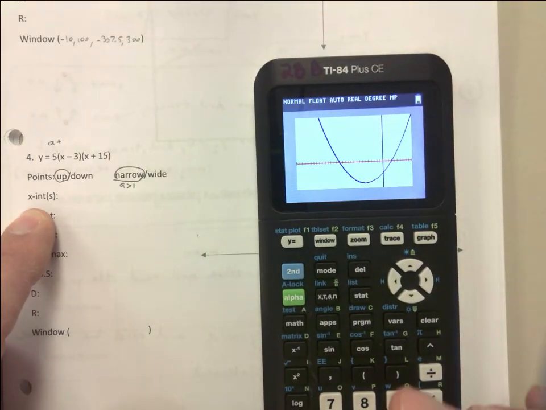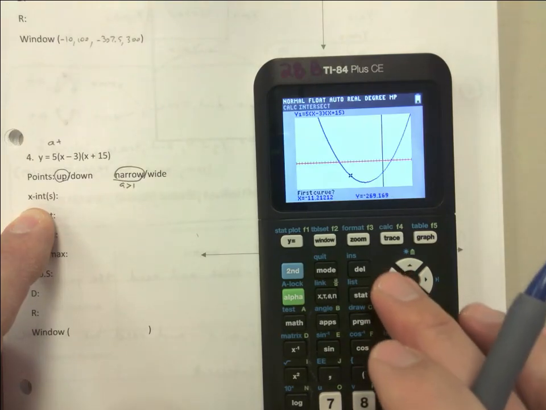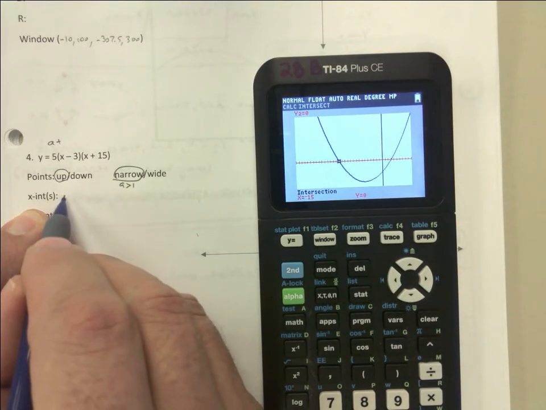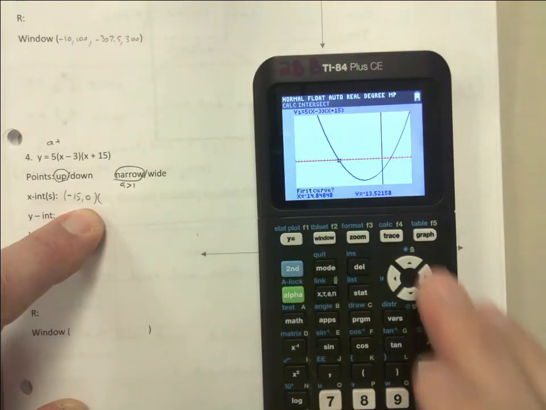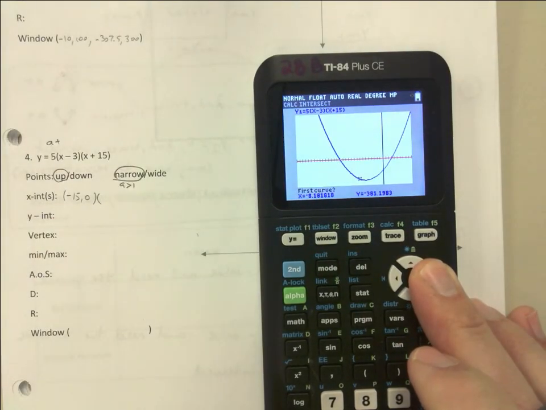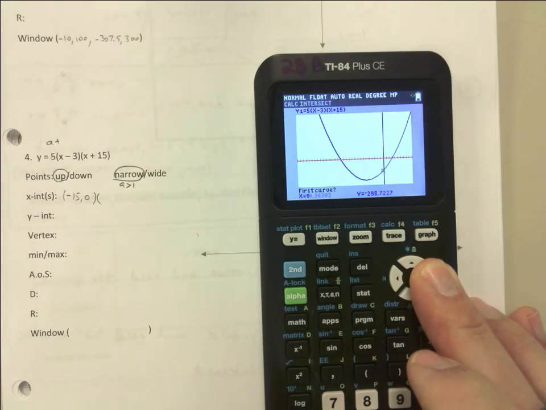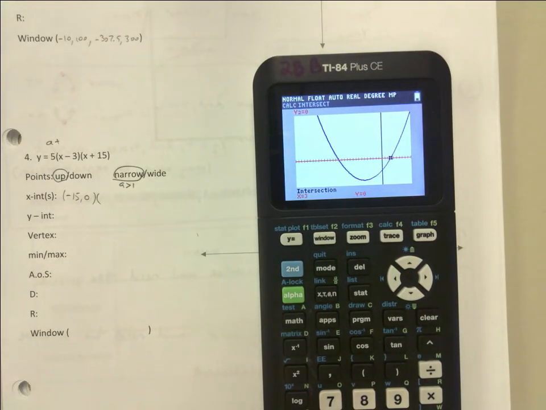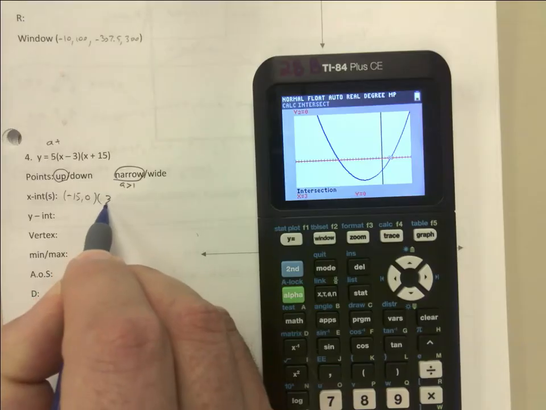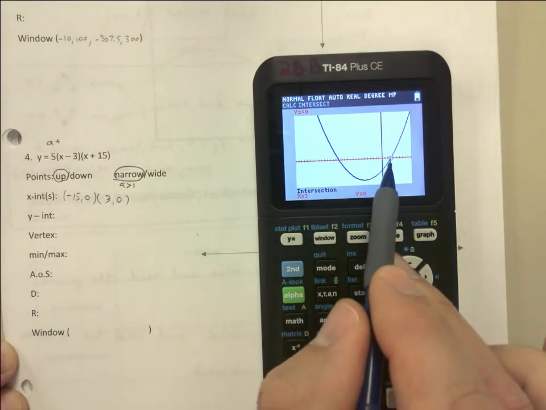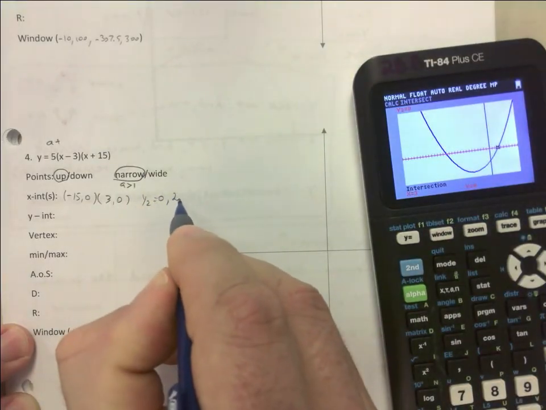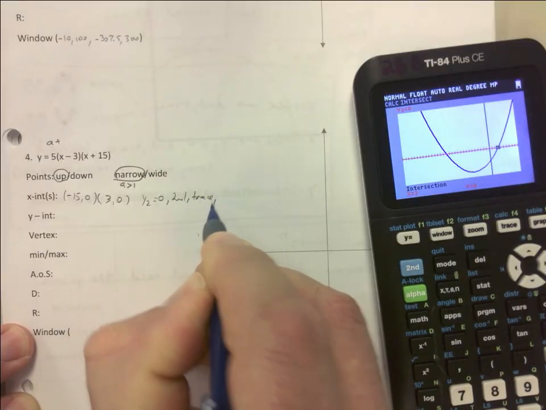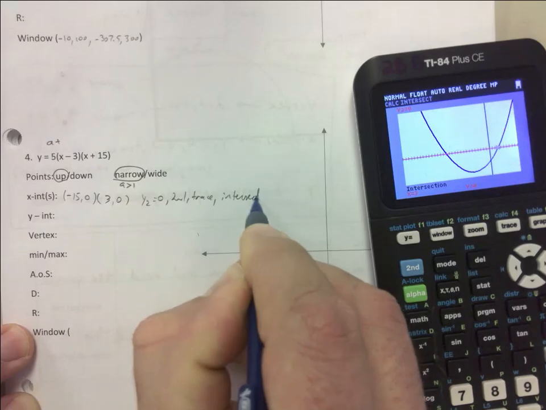The x-intercepts, second trace 5. I'm going to find this one. It's negative 15, 0. Second trace 5. You scroll over to the other side. And once you're close enough, that's good enough. Enter, enter, enter. You just want to be far enough away from the other one. Otherwise, it's going to go to that one. That's 3, 0, positive, which is right there. Makes sense. I used y2 is equal to 0. Second trace intersect.